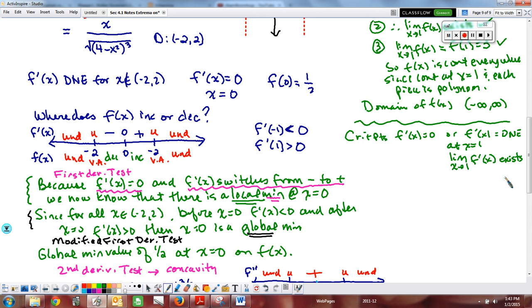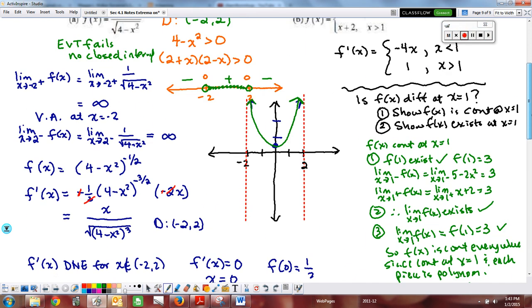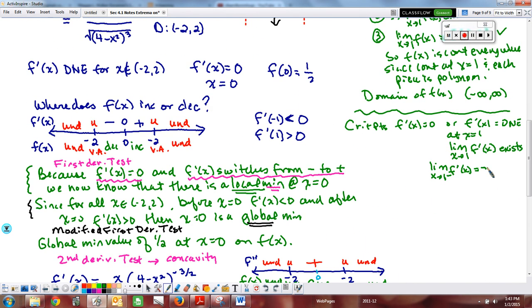However, if we take a look at this, let's do our left and our right. The limit as x approaches 1 of the derivative, let's do it from the left, would be our left derivative, which was minus 4x. So we have the limit as x approaches 1 from the left of minus 4x, which is going to be negative 4.